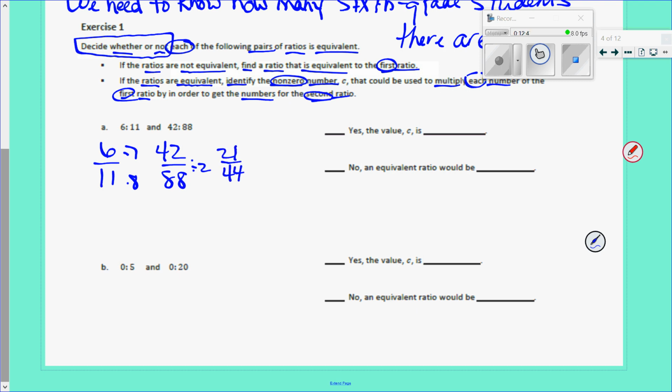Can I divide those by 2? No. By 3? No. By 5? No. By 7? No. If I say no 4 times, guys, I'm in simplest form.